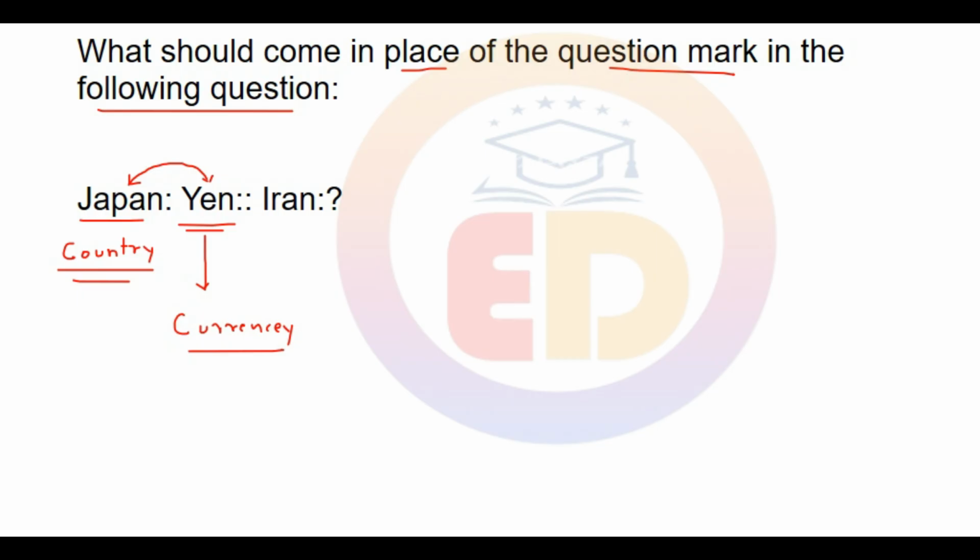And now we have to apply the similar relationship between Iran is a country and after the country, what should come? Its currency should come. The currency of Iran is Riyal. So our answer in place of question mark, the word which should come is Riyal. So here the relationship was country and currency relationship.